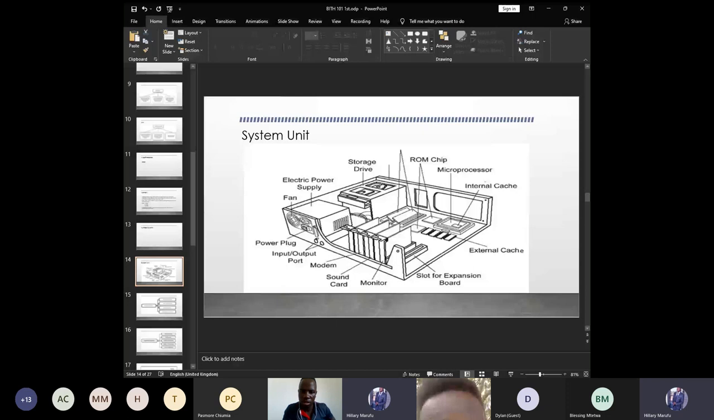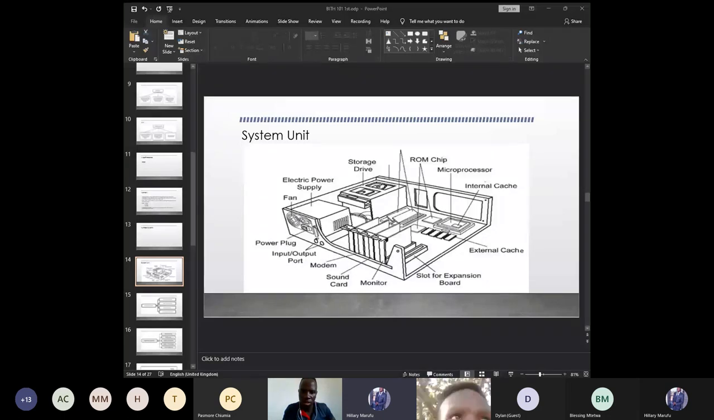So where is the operating system going to be housed? Where is it going to be kept? What's an operating system?